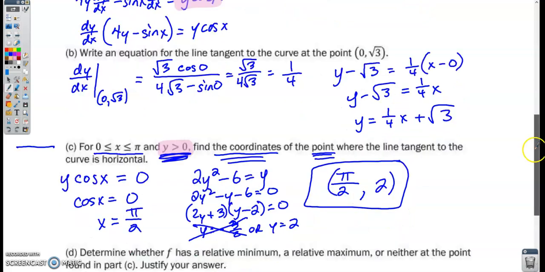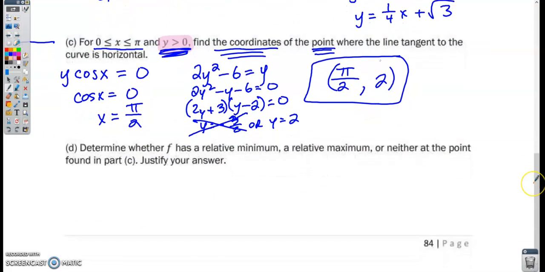Okay, and one last thing. Determine whether f has a relative minimum, a relative maximum, or neither at the point found in part C. Justify your answer. Part D here is a spot where the second derivative test is crucial for us, because when we have an implicit relation, we can't just make a sign chart like we can for an explicit relation.